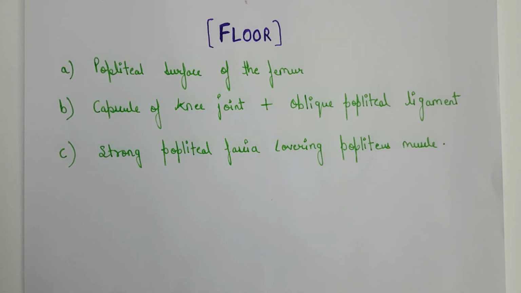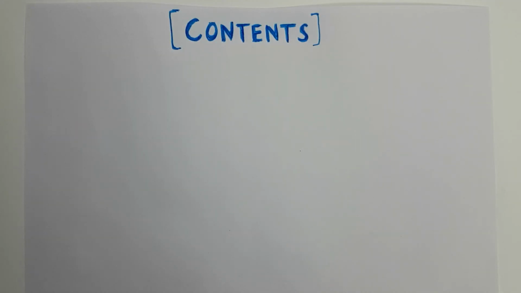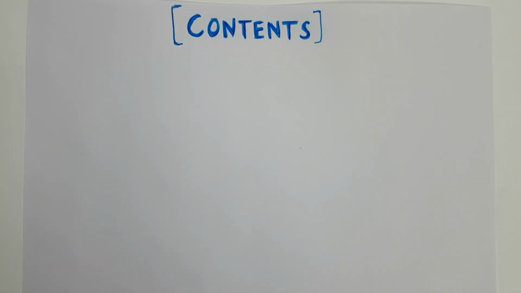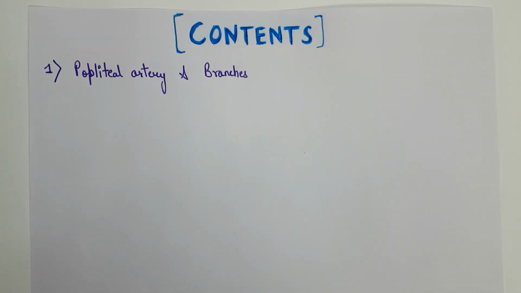Now let us talk about the contents of the popliteal fossa. The content of the popliteal fossa has 8 different structures. We have artery, vein, many nerves, lymph nodes, and also the fat. Now let us start with the contents of the popliteal fossa.